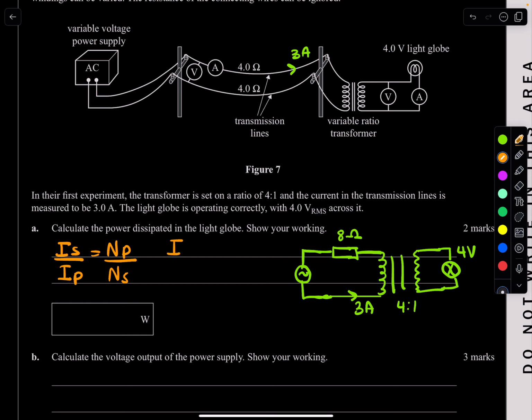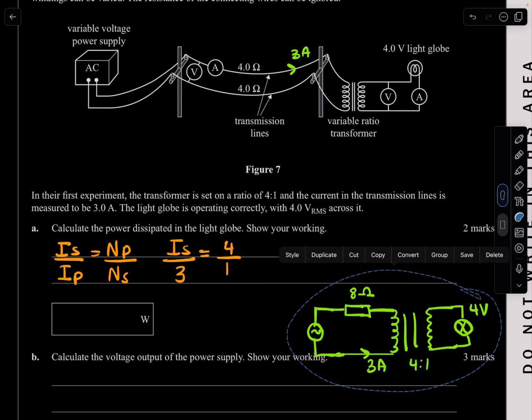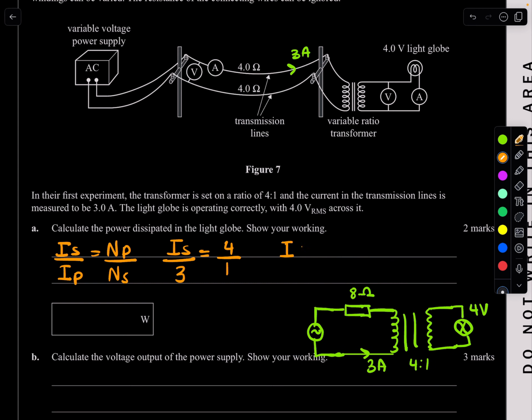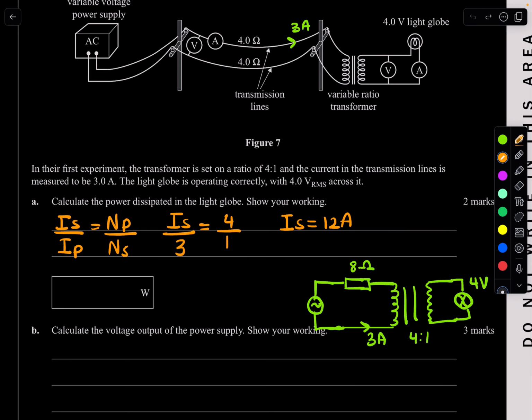So we want IS, your IP, your primary, is 3, your NP, which is your number of turns in your primary, is 4, and that is divided by 1. So your actual secondary current is going to be 12 amps. Sorry, what am I doing? Yeah, 12 amps. That's going to run through this over here. 12 amps. And so now it's easy, because remember this formula over here.